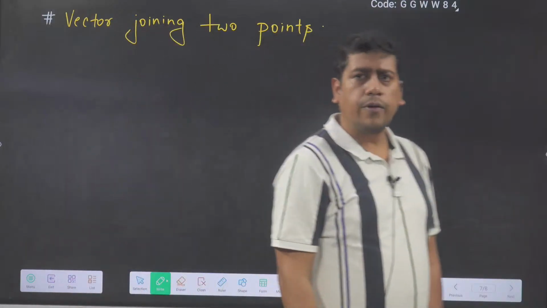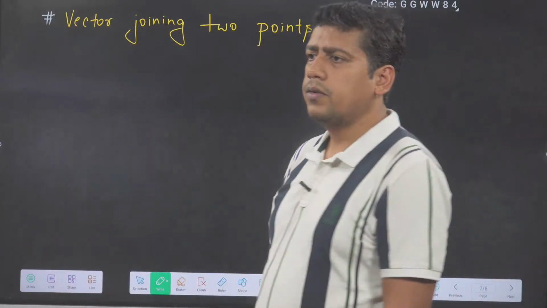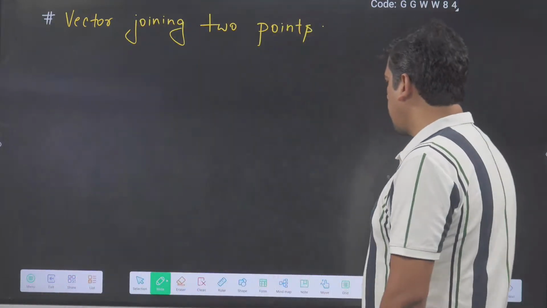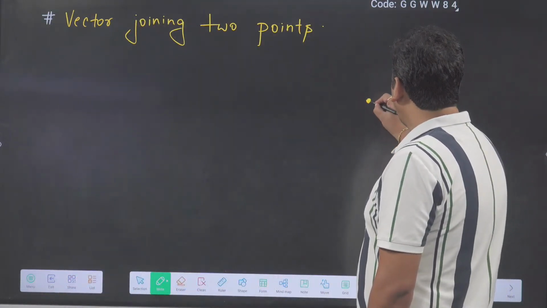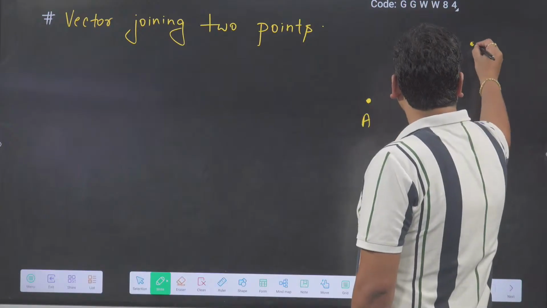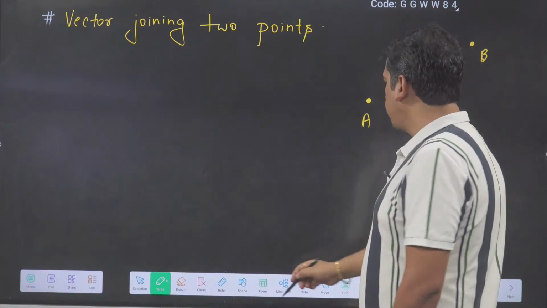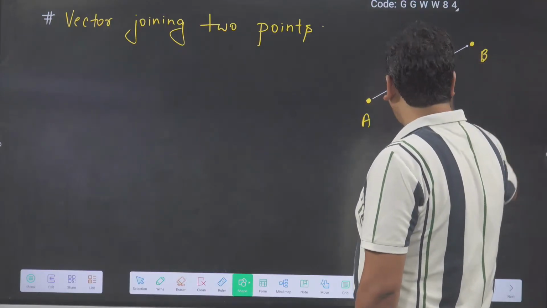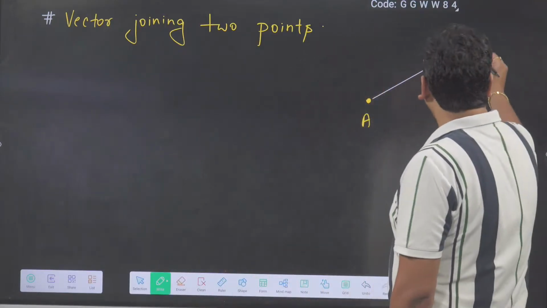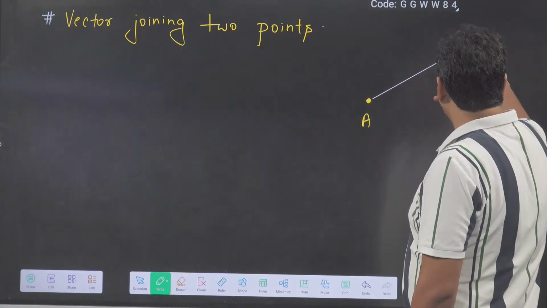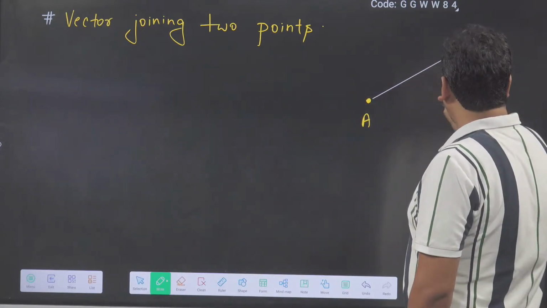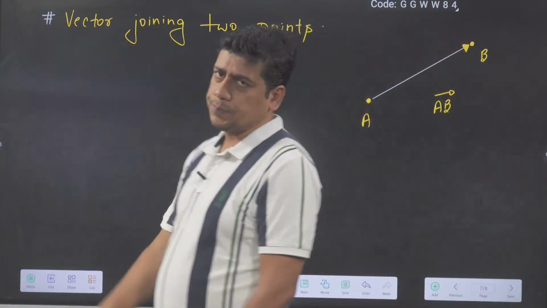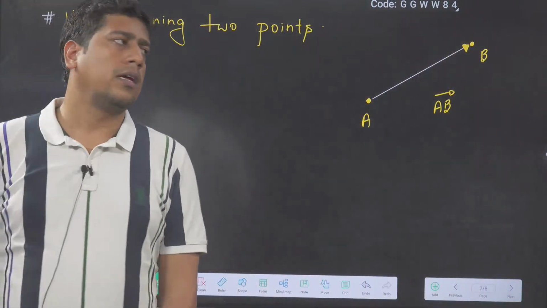Vector joining 2 points. Let's say there are 2 points A and B, and you have joined these 2 points. So there is a vector joining A and B, from A to B. Please understand this. We call this vector the AB vector, from A to B.